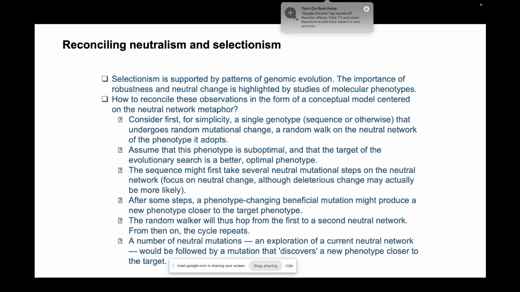So you start with a genotype. It'll undergo a simple small mutational change, which is basically a random walk on the neutral network of the phenotype it adopts. Assume that this phenotype is suboptimal and the target of the evolutionary search is a better optimal phenotype. Now, what will happen? The sequence might first take several neutral mutation steps on the neutral network, focus on neutral change. So, that is very important.